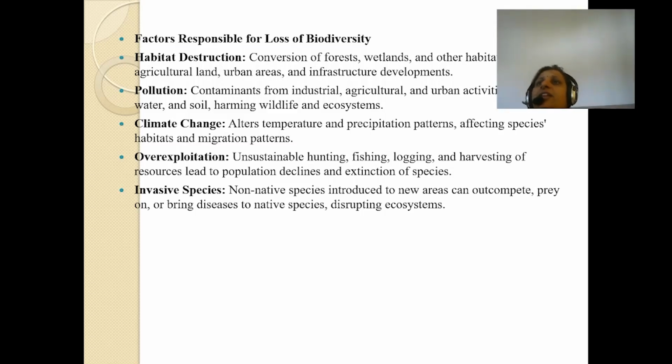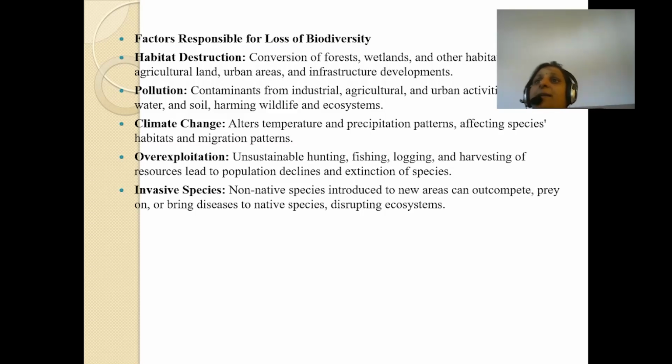Pollution: contaminants from industrial, agricultural, and urban activities pollute air, water, and soil, harming wildlife and ecosystems. Means the waste coming from the industries, from agricultural activities, from urban activities, not only pollutes the air, it also pollutes the water and the soil, and it harms the wildlife and the ecosystem. So all this impacts biodiversity.